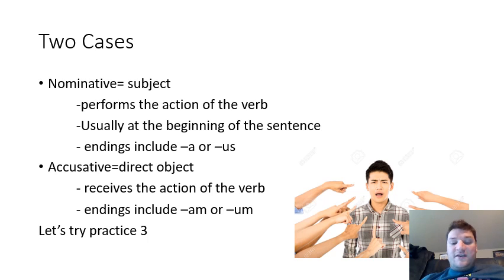On the other side, accusative means that the noun is going to be the direct object. It means receiving the action of the verb, meaning if somebody hit the ball to a kid, that kid is receiving the action of the hit, right? That's what I mean by the direct object. They're directly affected. Their endings, singular, we're not doing plural until Tuesday, include am or um. So they're very similar to the nominative. They have the a or the u, right?